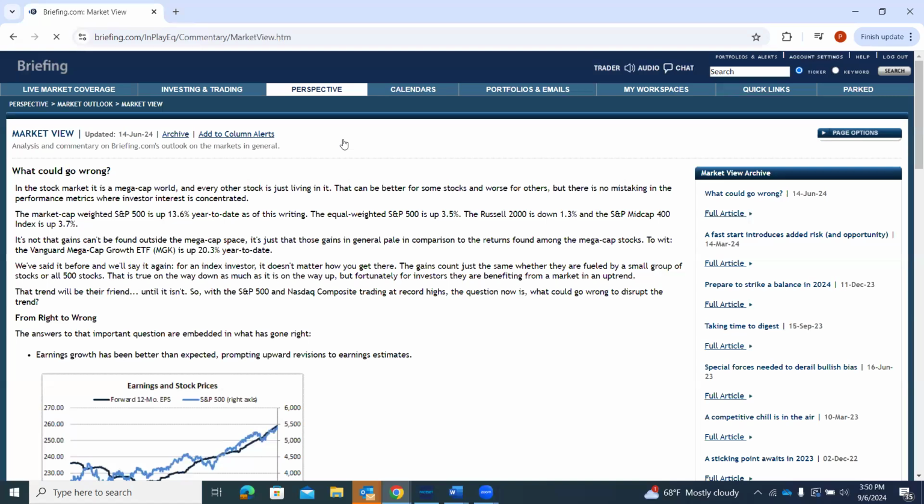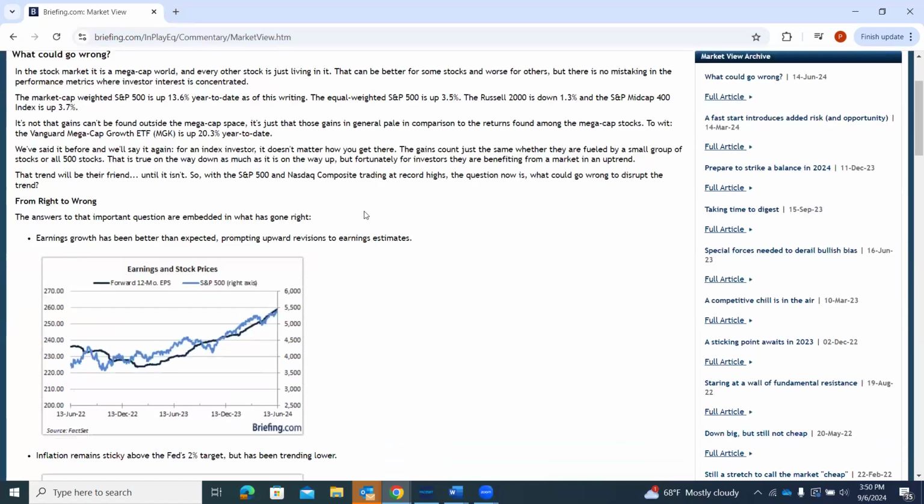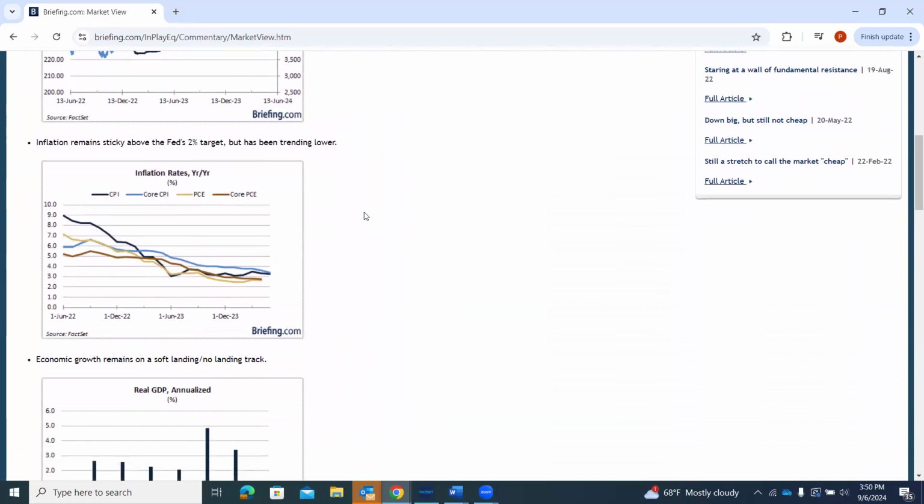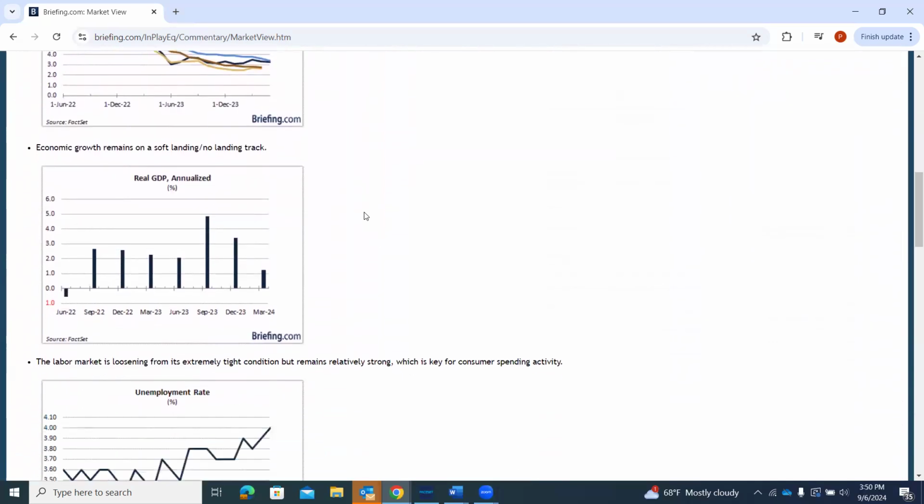Our Market View page is updated quarterly and is driven by fundamental analysis with a focus on PE ratios, earnings estimates, and economic trends and interest rates.